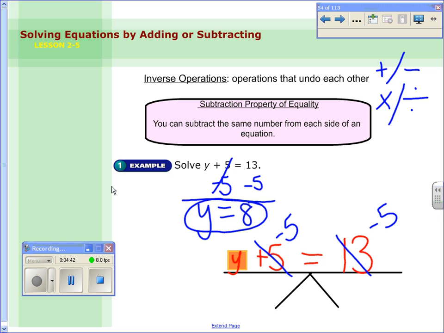All right, and I can check this. I can put that 8 back into the original. So 8 plus 5 is, well, 13. That checks out. I'm supposed to get 13.